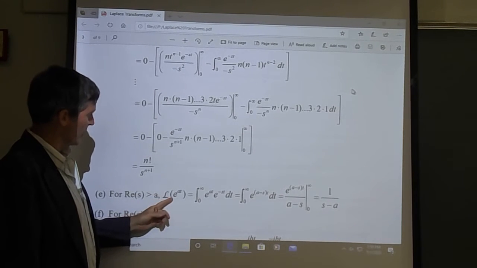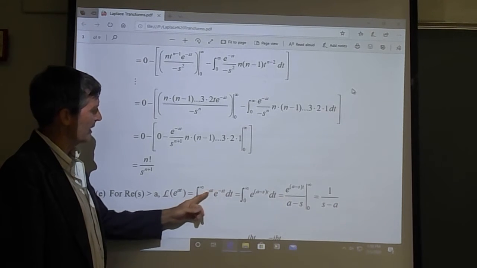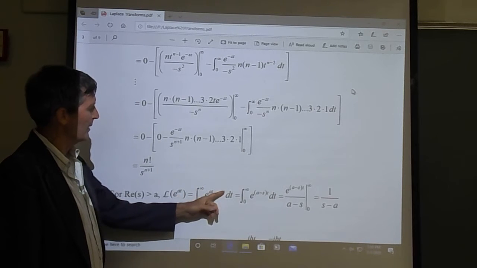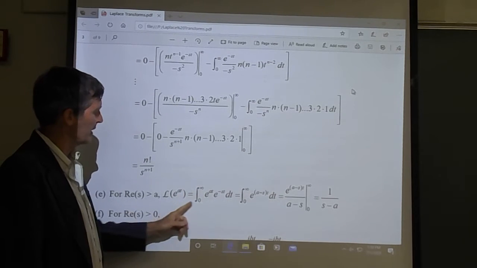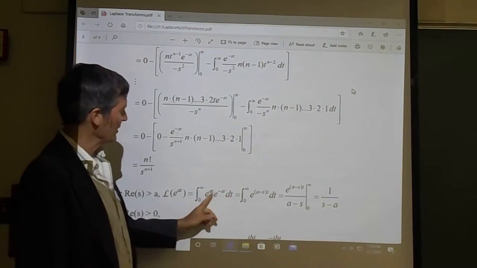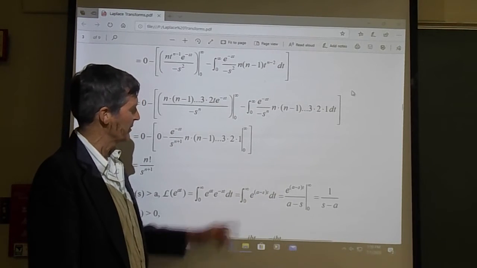Here's another one. If I take the Laplace transform of e to the at, that means you take e to the minus st times e to the at, right? The Laplace transform just integrates from 0 to infinity, e to the minus st times whatever function you put in, right? Throw into the black box. So I have to integrate this. Now these exponentials combine, I get e to the (a minus s)t dt integrated from 0 to infinity.